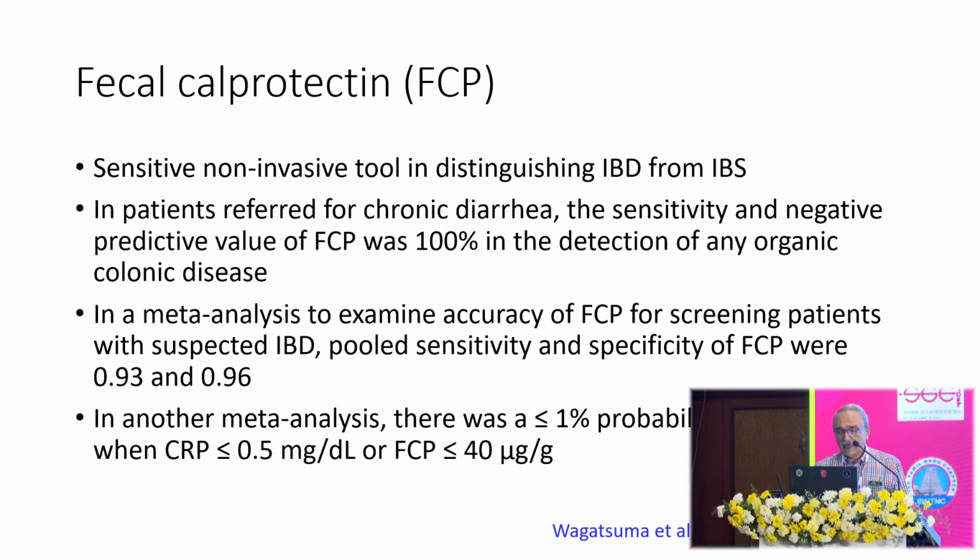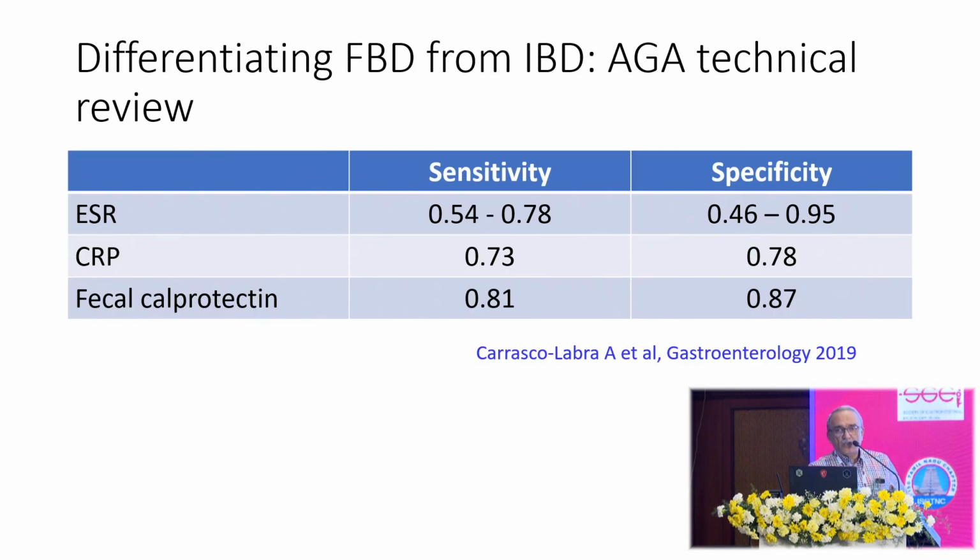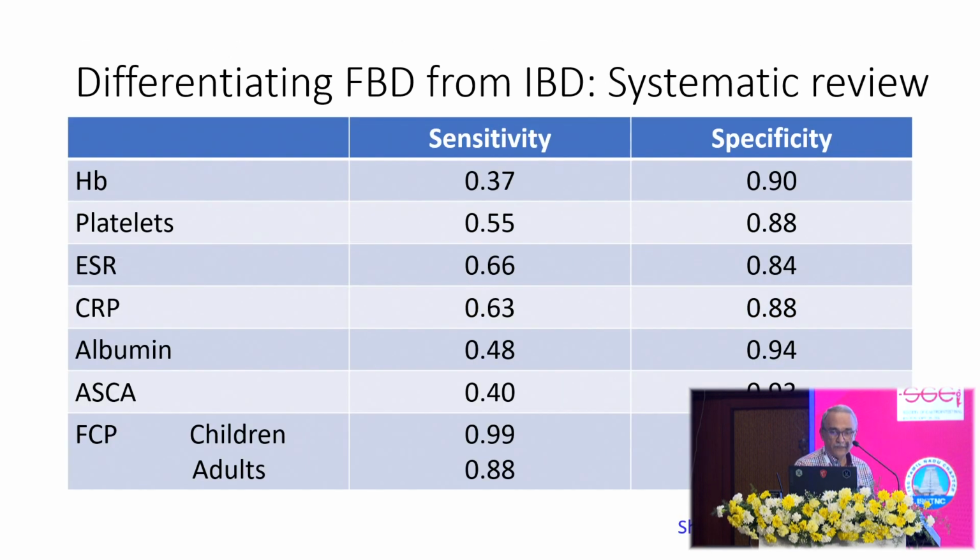And in another meta-analysis, if the fecal calprotectin was less than 40 micrograms per gram, the chance of having IBD was less than 1%. So this is an AGA technical review, which was published 3 years ago, basically showing that ESR, CRP, and fecal calprotectin scored highest in sensitivity and specificity among these non-invasive tests. But all of them have their value.